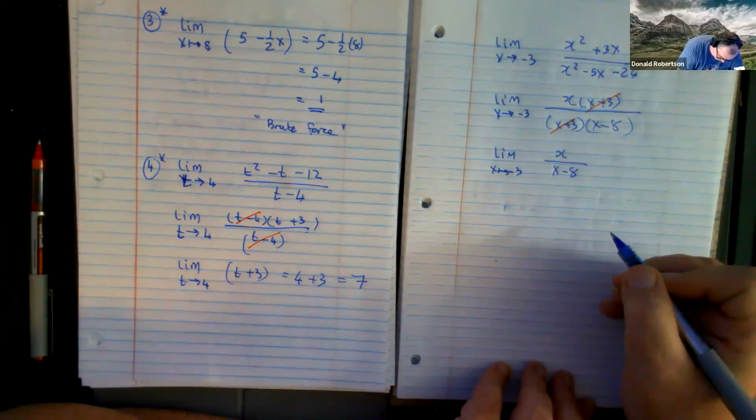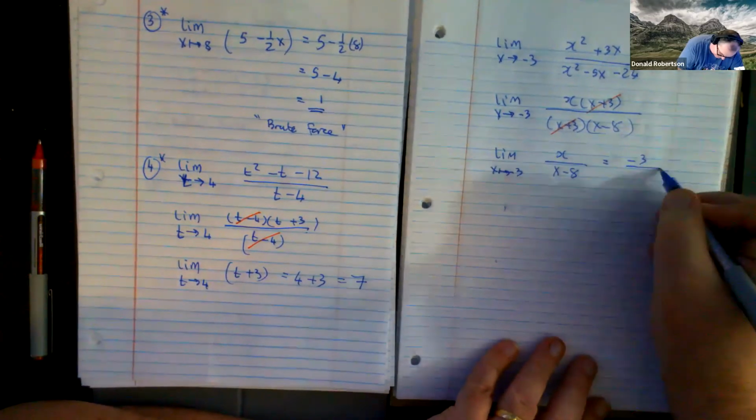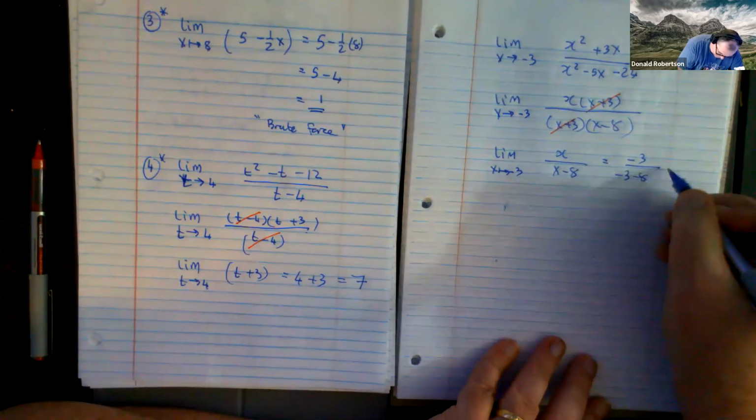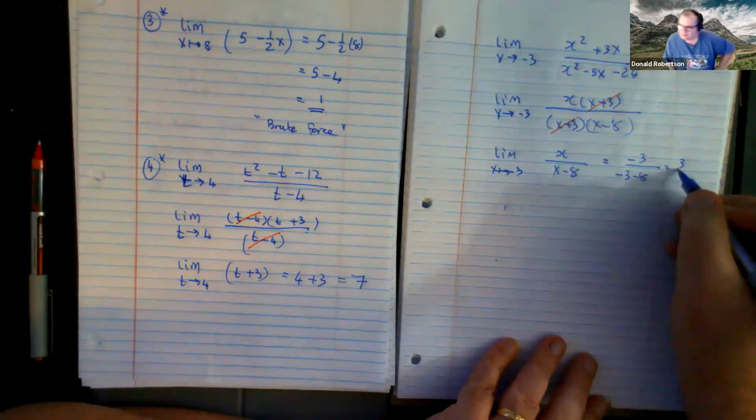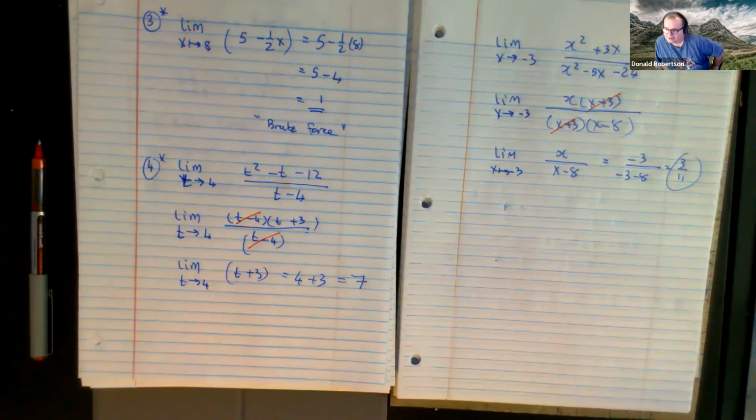So far, so good. So -3. Oh, -3 over -11. You nailed it. You'll agree, those who got it finished, positive 3/11ths.